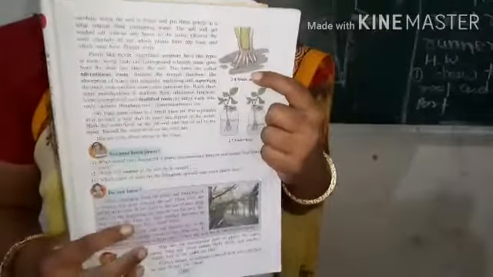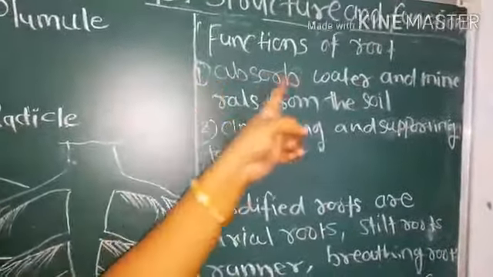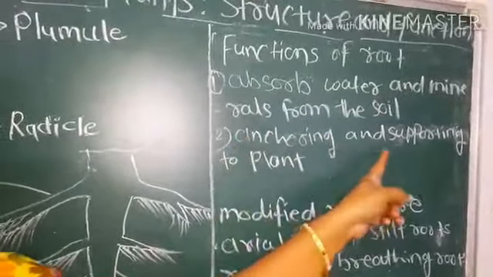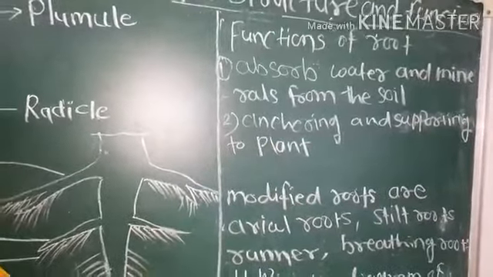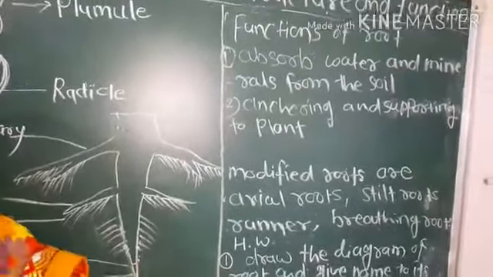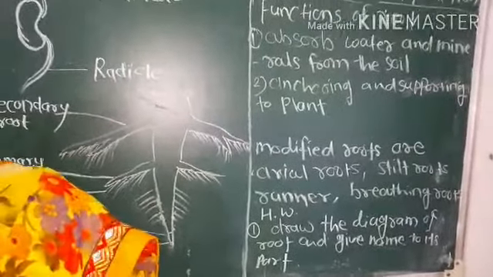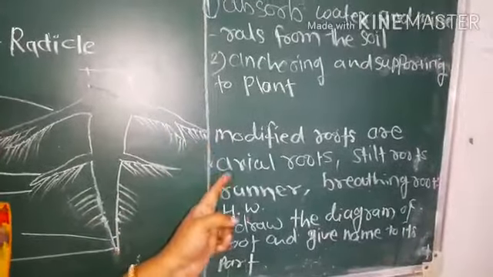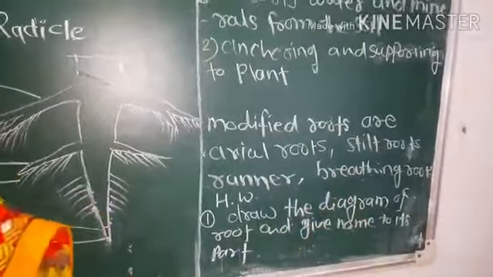Now let's see which are the functions of the root. The functions of these roots are to absorb water and minerals from the soil, and anchoring and supporting the plants. These are the two functions of the root. But roots perform other functions also. Roots show modification to perform these additional functions. These are modified roots. Modified roots are aerial roots, stilt root, runner and breathing root.